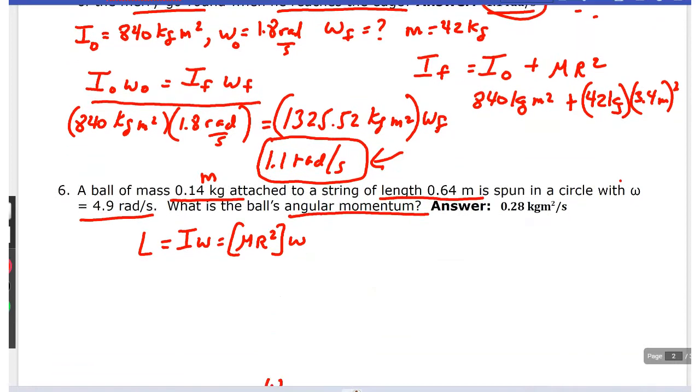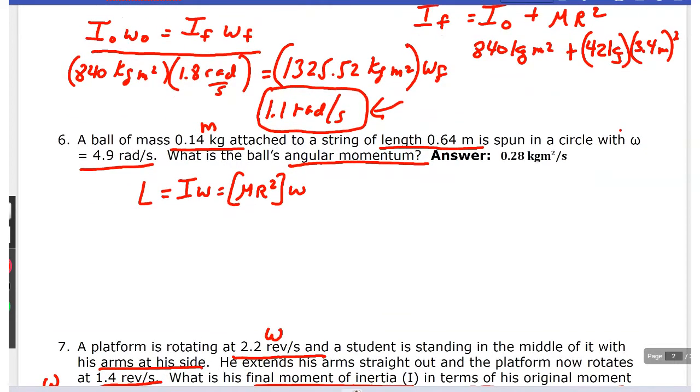Let's look at another one. A ball whose mass is 0.14, attached to a string of length 0.64 meters. That becomes an r because it's spun in a circle with this angular velocity. What is the angular momentum? That's I times w. We have to actually calculate the moment of inertia, which is the sum of all the mr squared. There's a single m, there's a single r, and the w we were given, so it's just a plug-in.